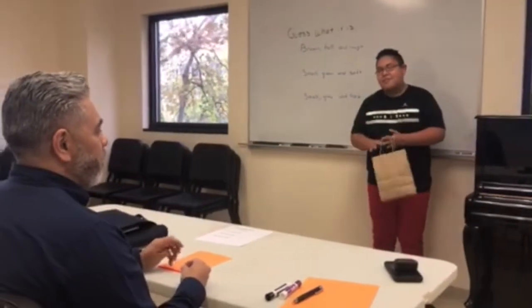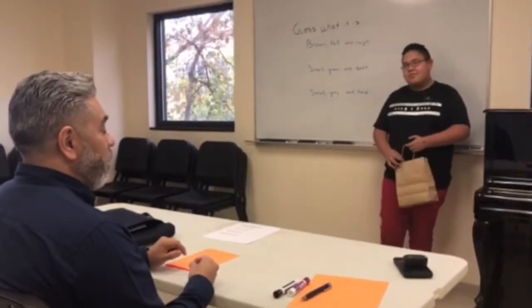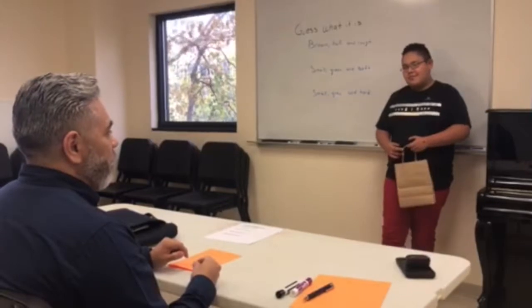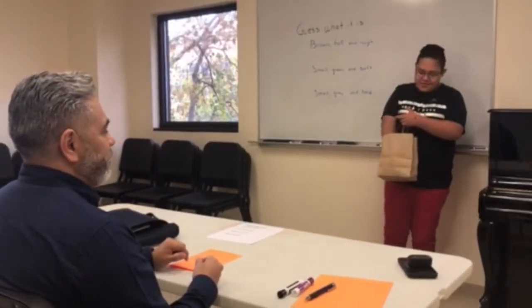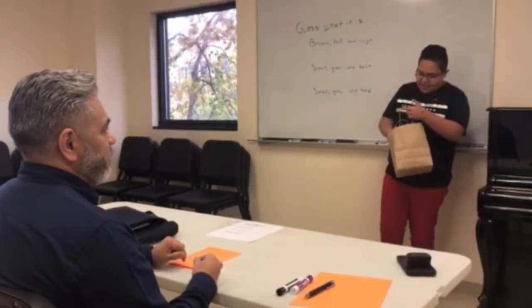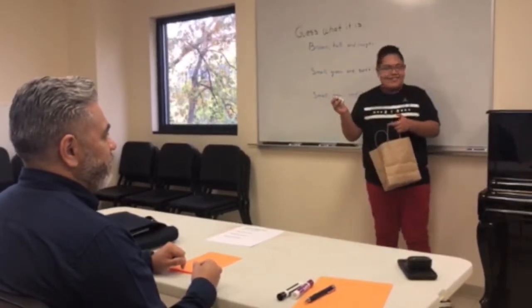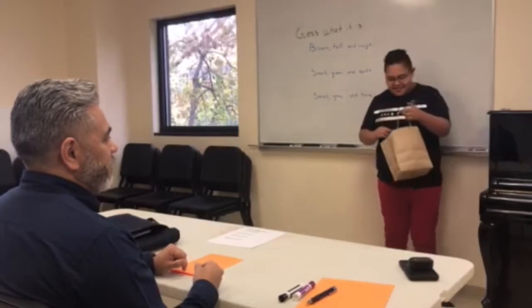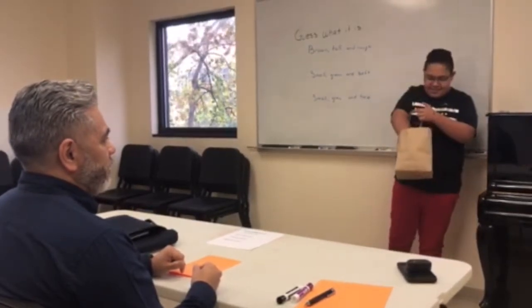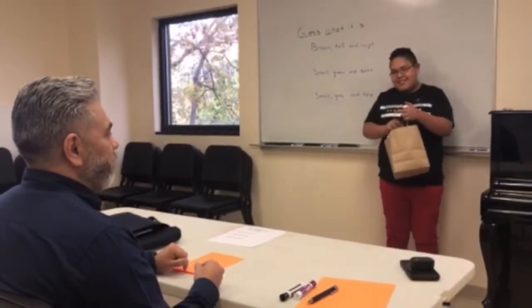Okay, so now we have all the objects in the bag, and Josue is going to describe the properties of the objects, and the students will guess what type of objects he's describing. It's rectangular and it's soft. Okay, it is an eraser. Yes. It's soft and thin. All right, it's a piece of paper.